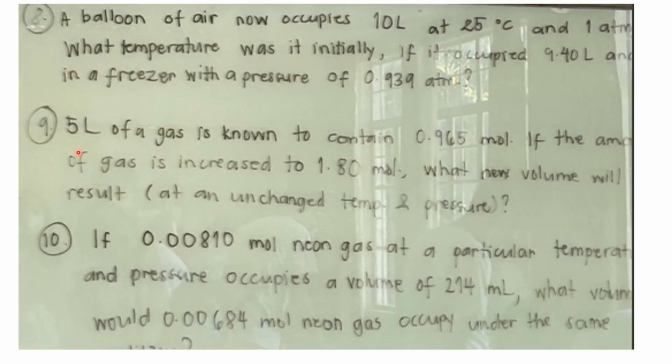Okay, so let us now proceed to solving the problems. So in number 9, you are given 5 liters of gas that contains 0.965 mole. Now, this is your first ratio. 5 is to 0.965. Now, basing from this first relationship or ratio, if the amount of gas is increased to 1.80 moles, what will be the new volume? So your unknown here is the volume.